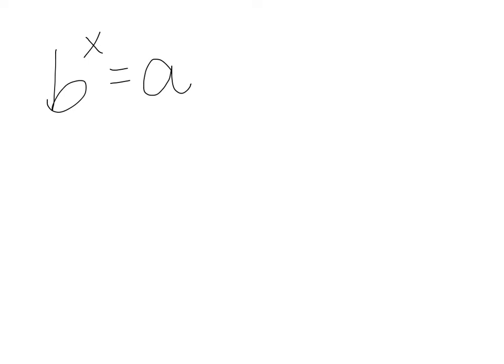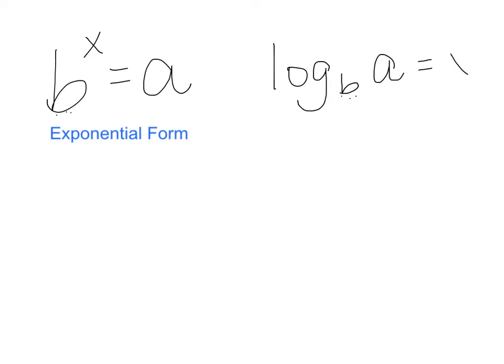So let's say we start with any exponential problem, like b to the x equals a. Some base b is raised to some power x, and it equals some number a. So this is exponential form because I have an exponent. We're going to rewrite this exponential problem as a logarithm. So we abbreviate logarithms with the word log. Base b, this is the base of my exponential, is the base of my logarithm, of a equals x. So this is logarithmic form.